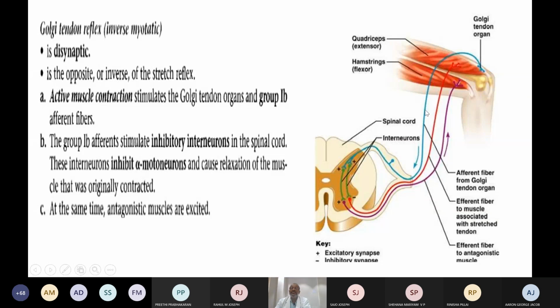So what is happening? One is stimulating, another is relaxing. So you are going to have relaxation. These interneurons inhibit the alpha motor neuron and cause relaxation of the muscle that was originally contracted. At the same time, antagonistic muscles are excited.